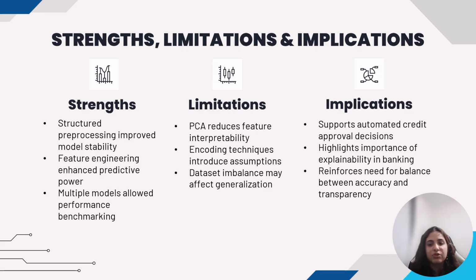And what are the implications for this on a large scale? They support automated credit card approval decisions. This is a good system overall. It could use some tweaking, but overall it did well. And it highlights the importance of explainability in banking. We should be able to explain to our customers why we're approving or rejecting an application, so we should be able to understand it fully and why the data is the way it is. It enforces the need for balance between accuracy and transparency, because we can't simply say our model is accurate and accept that, because we have other factors such as precision and recall. So we must consider all factors in our system, because obviously no model performs perfectly and we shouldn't expect it to.